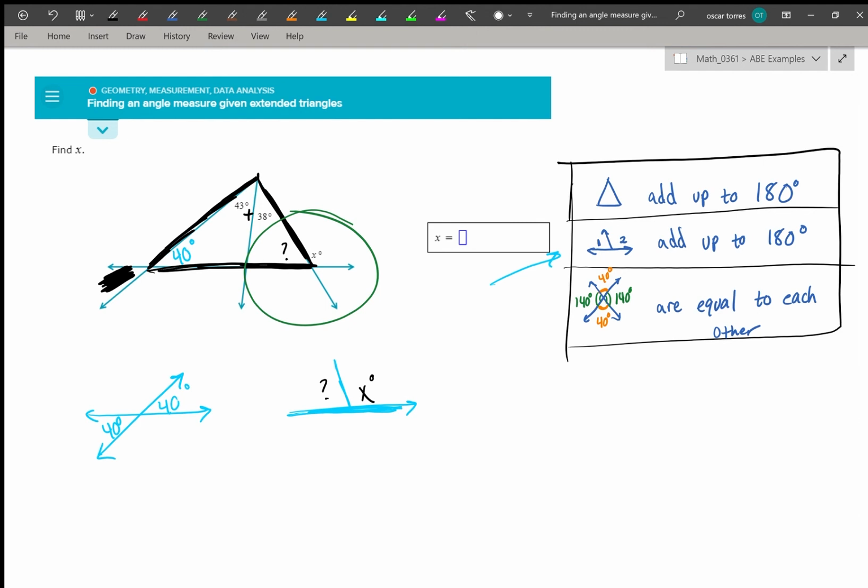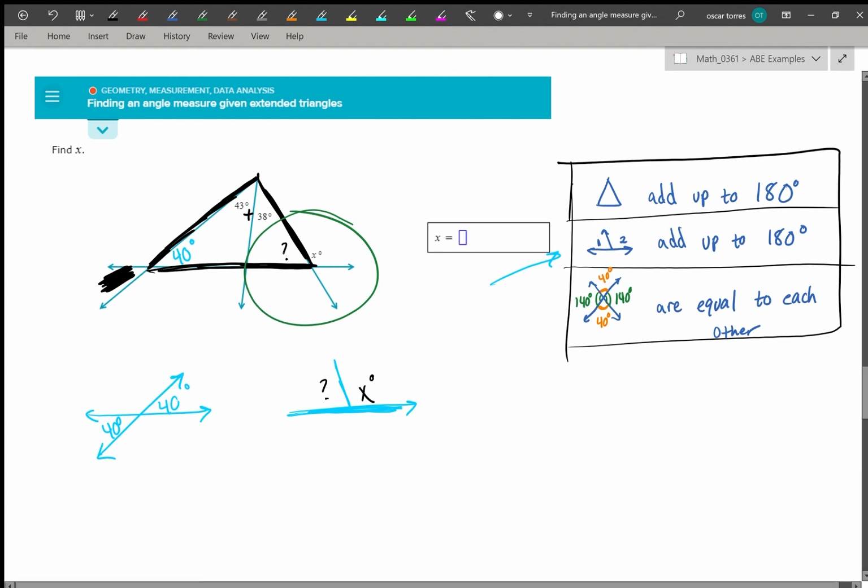So there are a few different approaches to solve the problem, but I think the easiest way to do it would be to figure out what this question mark is first. Because if we look at this triangle, we have enough information to figure out what it is. We know the bottom left corner of the triangle is 40. We know the top corner of the triangle is whatever 43 plus 38 is. And we know that if we add them all up, they give us 180 degrees. So to keep the math simple, that's what we're going to do first.